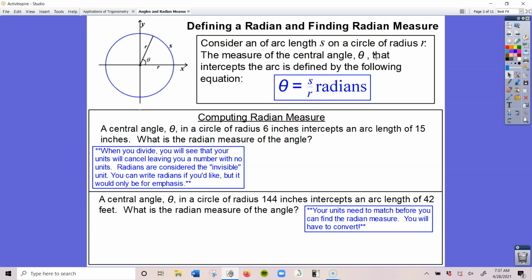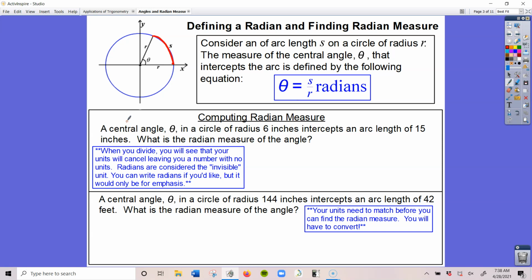So how to figure out what radians are, or what the radian measure is, you take the arc length of the angle. So the intercepted arc, or the arc length they're talking about, is this. Because if this is the angle, then the arc that they're talking about is within that angle. So that's S, and you divide it by the radius, and that's going to give you the angle measure in radians. So let's look at how to find radian measure when you're given the arc length and the radius.